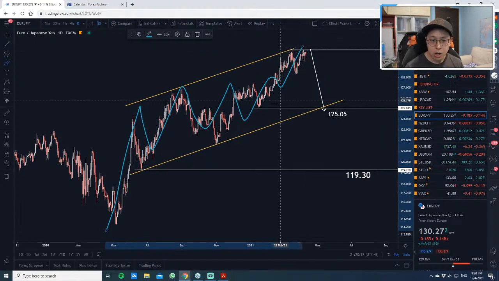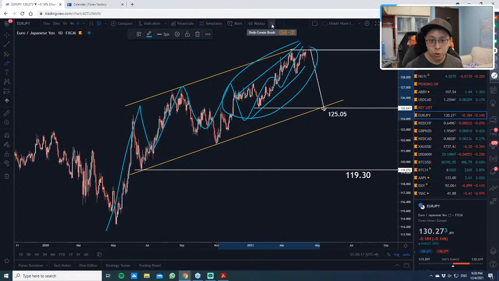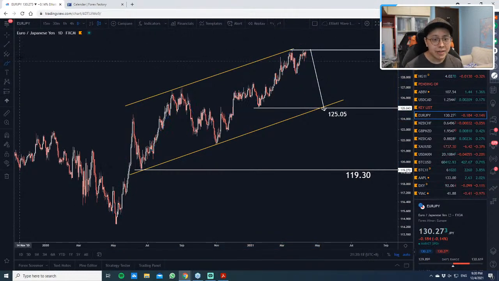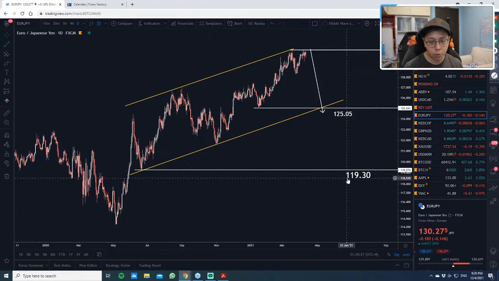Okay, and of course you can even see here as it goes up on this portion here, it's starting to slow down. Okay, which means that there's a huge opportunity towards the downside, right? Two levels to keep an eye on here. Okay, first one is about 125.05, the other one is 119.30. Okay, so again, a massive opportunity to the downside.